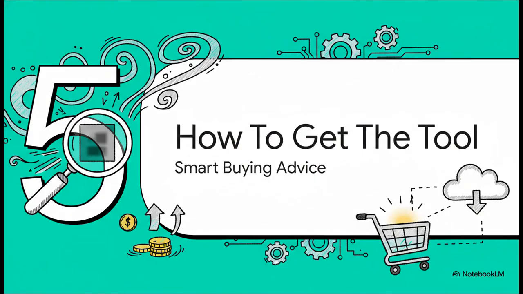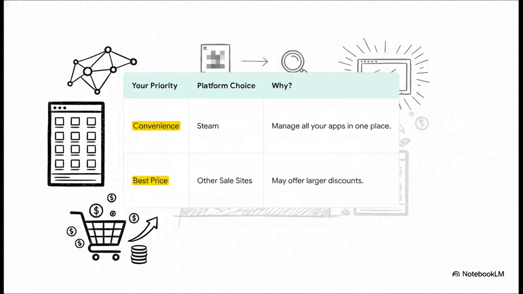All right, so let's say you're interested. You're thinking, I could definitely use this. The last question is, how do you get it? And what's the smartest way to go about buying it? You basically have 2 main options here. If you're all about convenience and you like keeping all your software in one place, buying it on Steam is a fantastic choice. But if your number 1 goal is to get the absolute best price, it's probably worth shopping around on some other digital stores, because sometimes they have bigger sales.